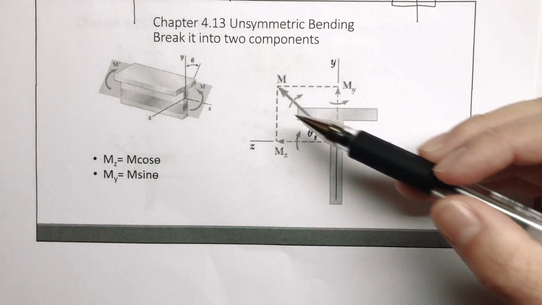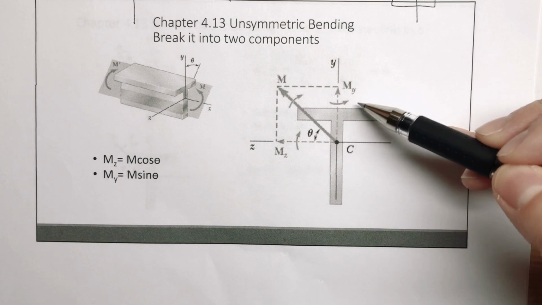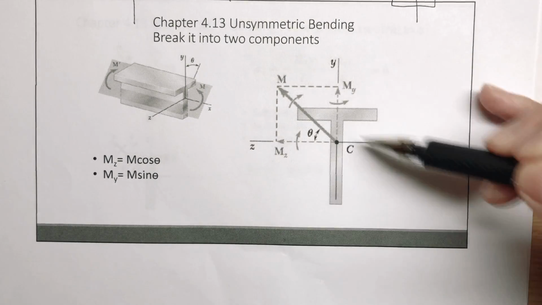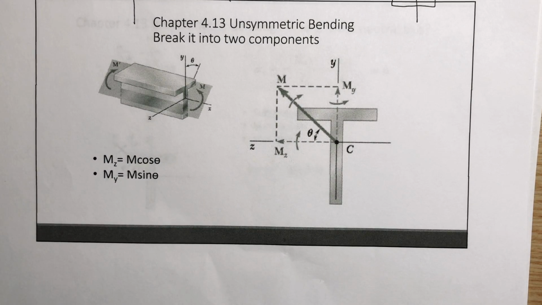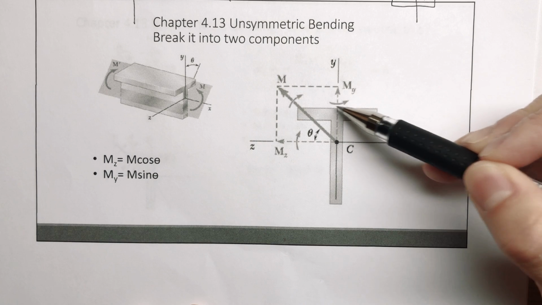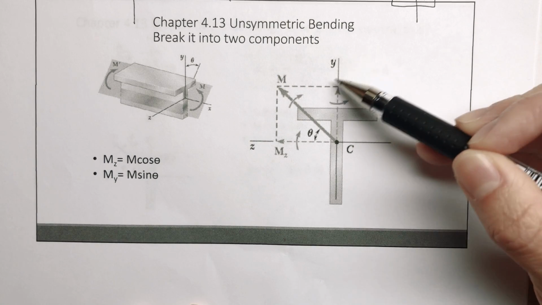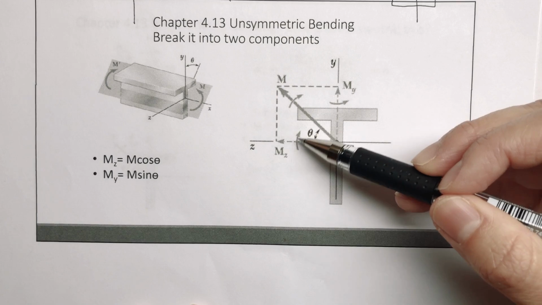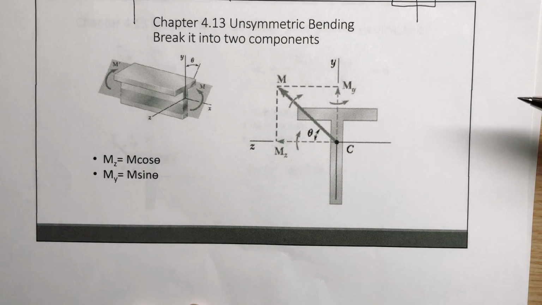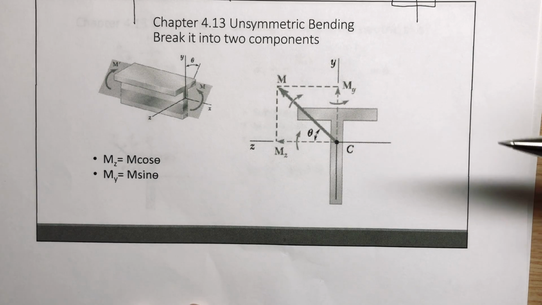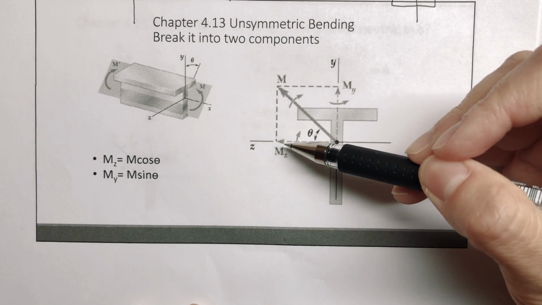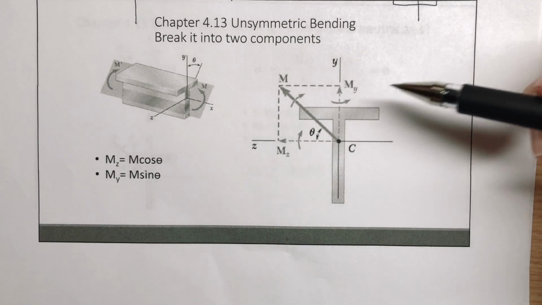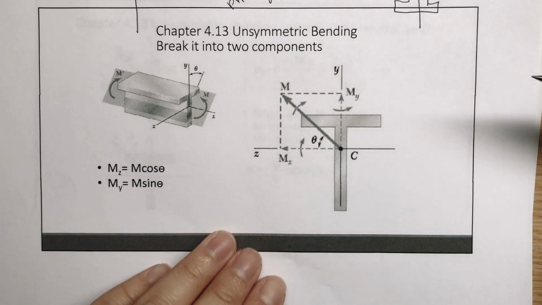So you're going to break this moment into two components where the axis is on a line of symmetry. Here, we say My because it's moving about the y-axis. Here it's Mz because it's moving about the z-axis. So Mz, it's moving about the z-axis, My, it's moving about the y-axis.